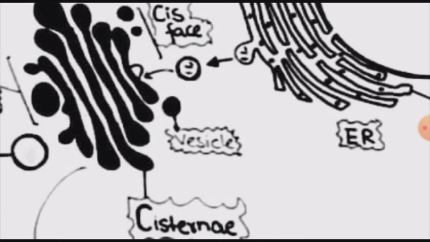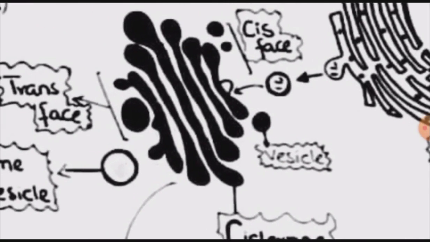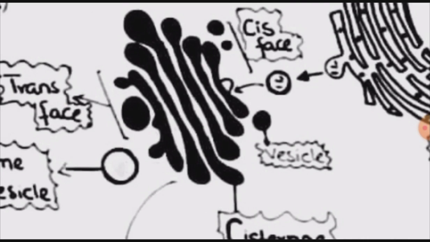The cisternae has two phases, you see, cis phase, and this is the trans phase. Trans phase is also called the exit point or exit site through which the protein, after modification in the Golgi body, is excreted out of the Golgi body to the targeted or the desired place.